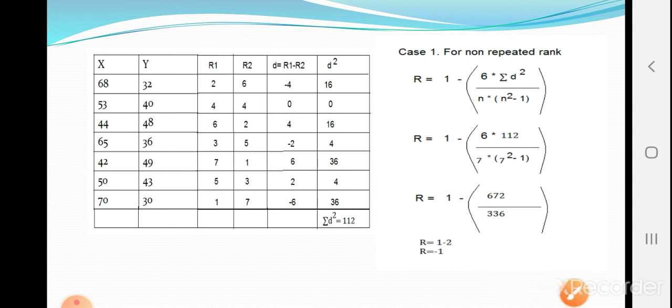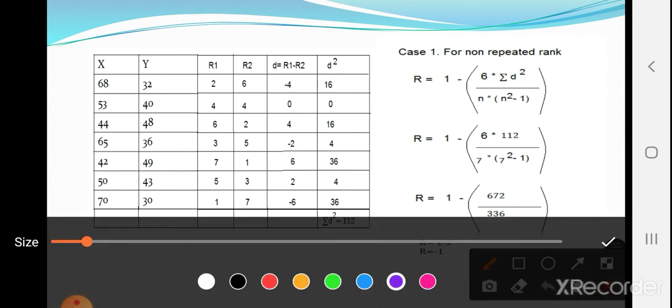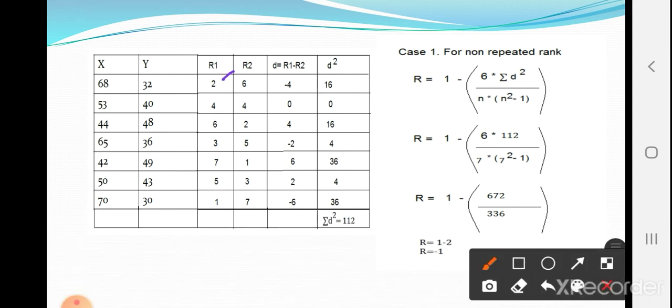Then make the column D, R1 minus R2. So here the R1 value is 2 for the first x value and the R2 value is 6 for the first y value. So 2 minus 6, that is minus 4. Then 4 minus 4, that is 0. Then 6 minus 2, that is 4. 3 minus 5, that is minus 2. 7 minus 1, that is 6. Then 5 minus 3, that is 2. And 1 minus 7, that is minus 6.